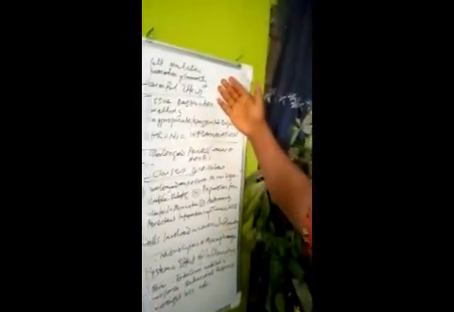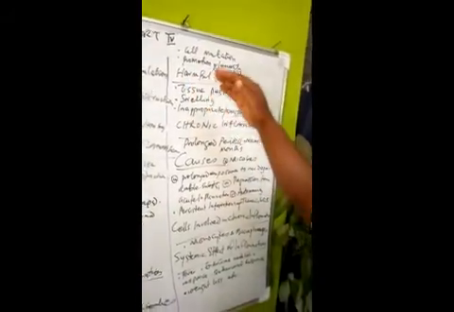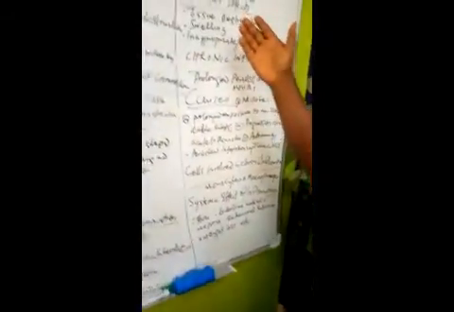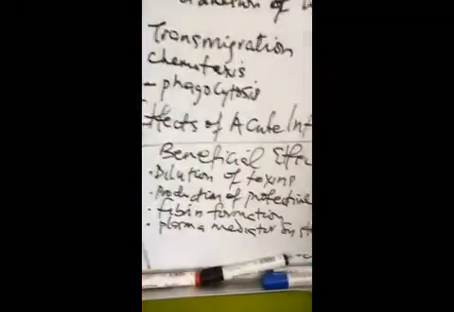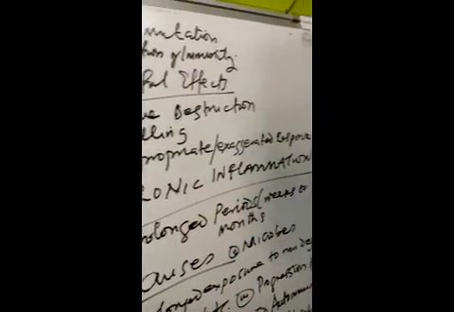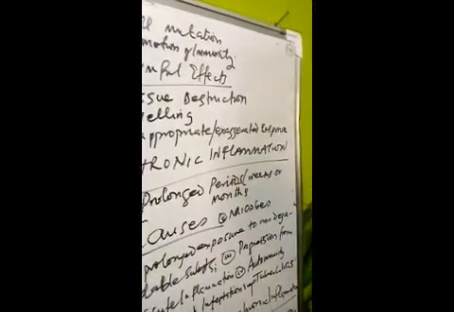Then plasma mediator system. Then cell mutation. Then promotion of immunity, defense. What are the harmful effects? Tissue destruction, swelling, inappropriate or exaggerated response. These are the harmful effects.